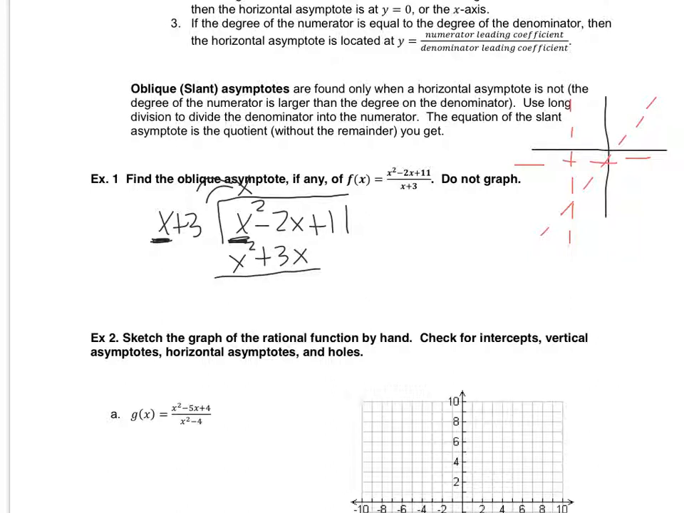Change your signs. So this is now negative. This is now negative. And add down. Those are going to cancel. And this is going to give me negative 5x plus 11.